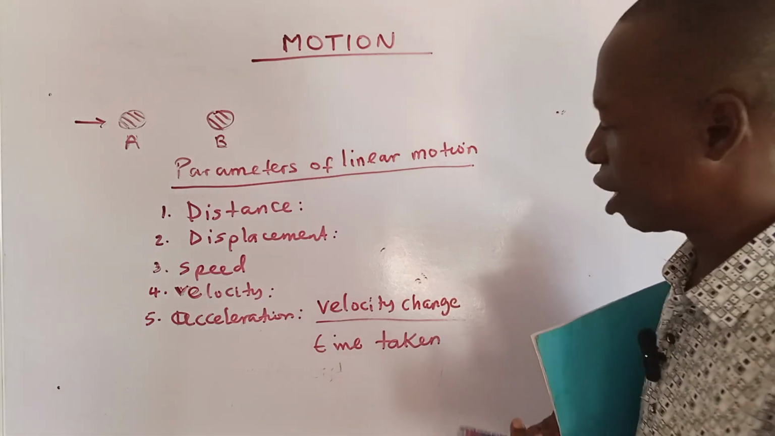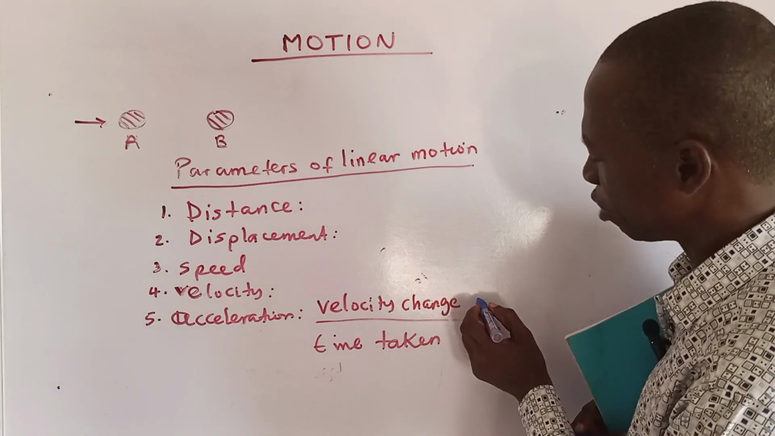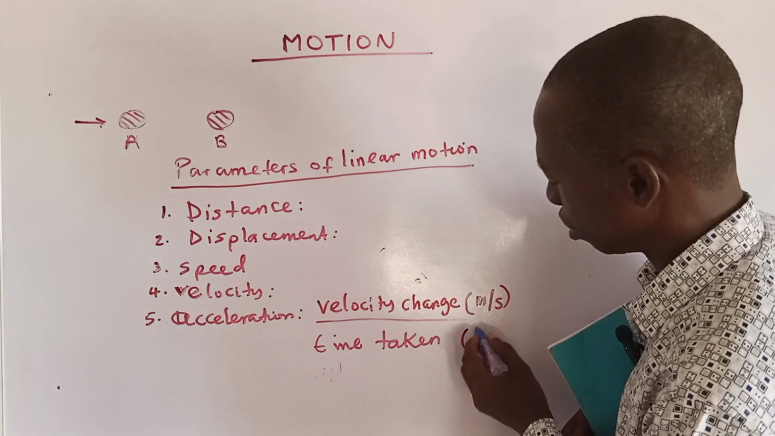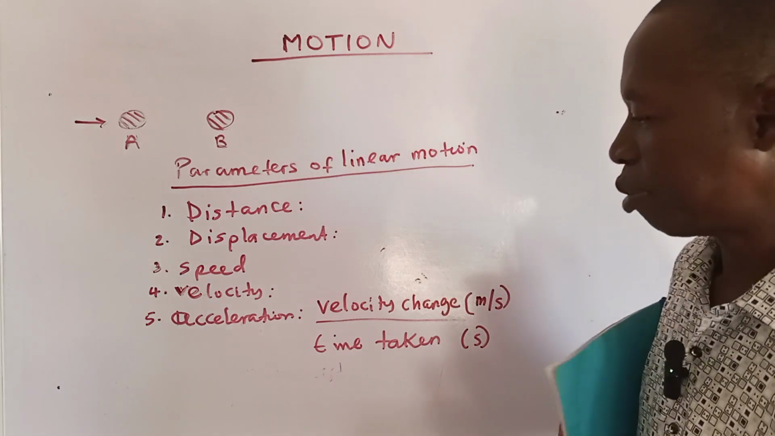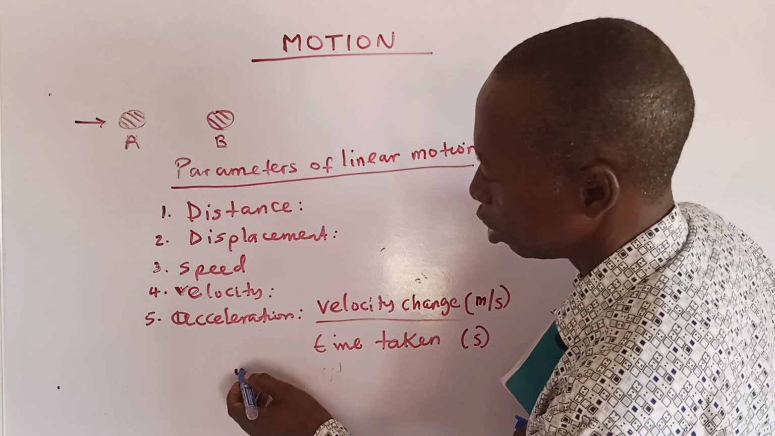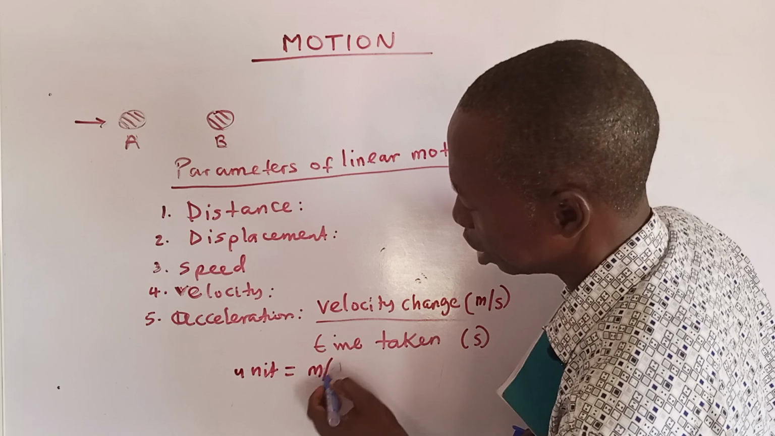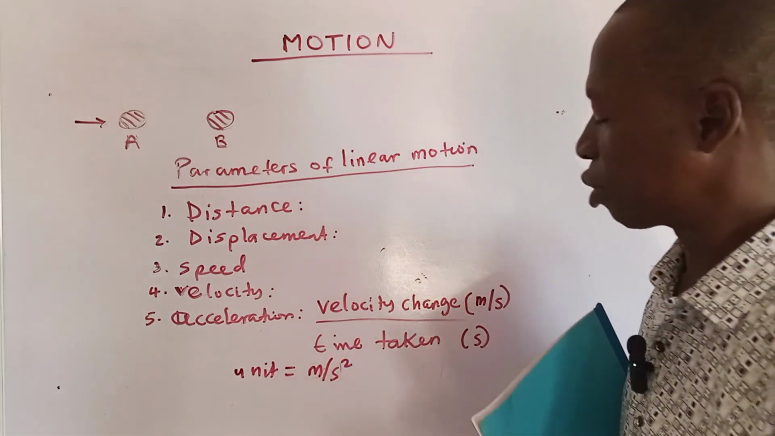Now, the unit of acceleration, this is meters per second, and this is second. So by the time you divide meters per second by second, you are going to have that the unit of acceleration is meters per second square.